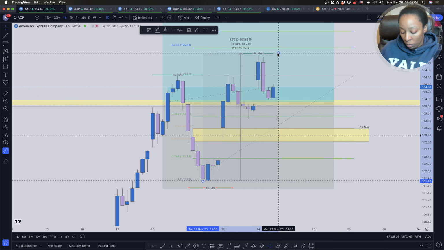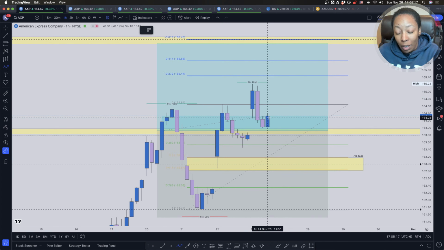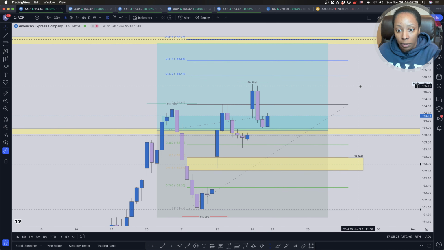So pretty much as long as price is above this support level of 163, it has the potential to go up. Granted, sometimes I've seen these stocks gap down, so it could go somewhere down here and then come back up. It can do anything, but I'm ready for whatever. So save, that looks good to me.